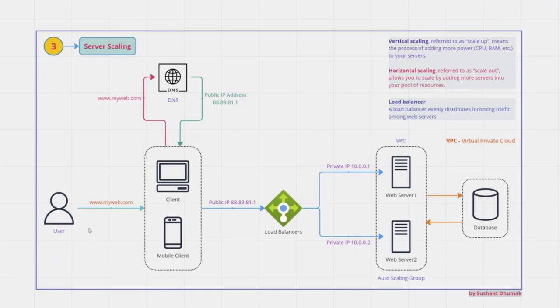So I'll just repeat the workflow. We'll again go to www.myweb.com. The client will ask DNS for the IP address of load balancer, because the load balancer's public IP address is registered with DNS. DNS will send that public address to your client, and then using your client, you will send the request to load balancer. What load balancer will do, it will check the web server which is healthy. Now, what does healthy mean? The web server that's responding to your request.